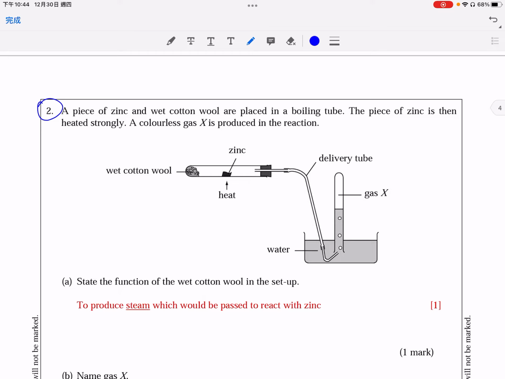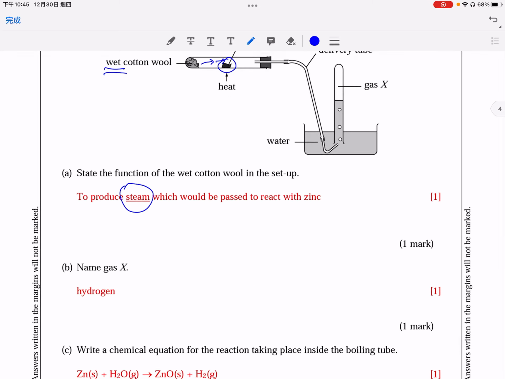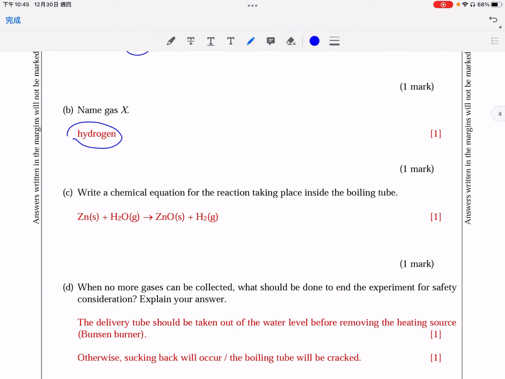This reaction talks about the reaction between metal and steam. Actually, in part A, you are asked the question. In fact, the wet cotton wool is to provide the steam so that the hot zinc can react with the steam, giving the hydrogen gas by this equation.